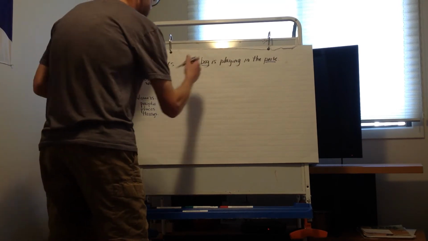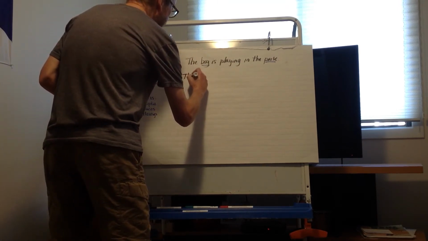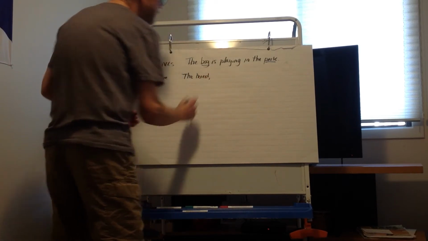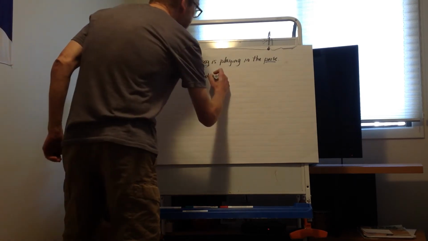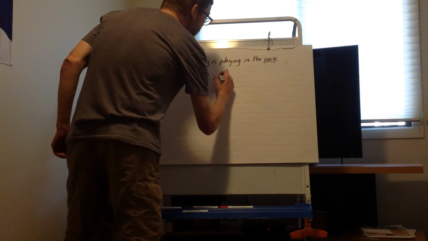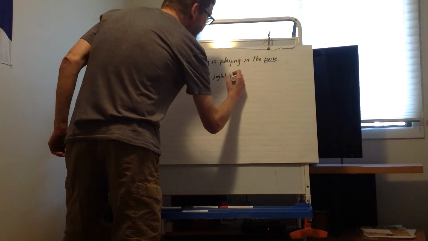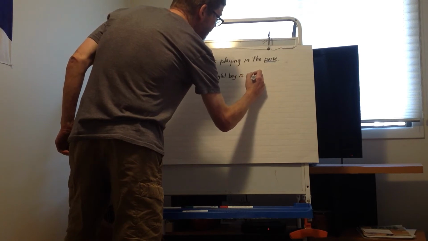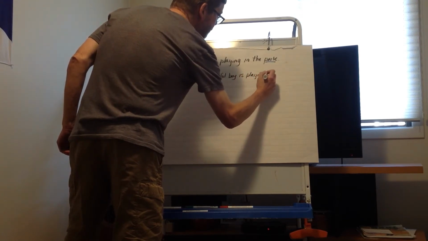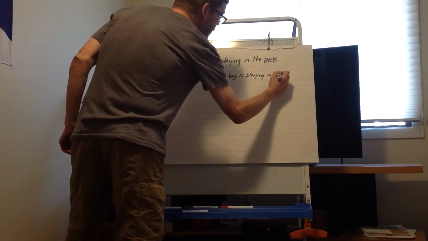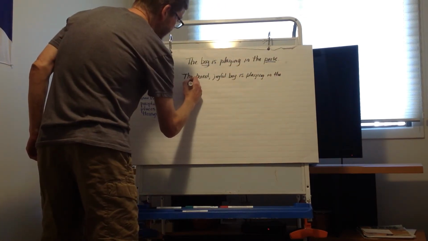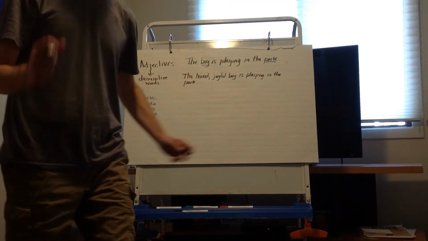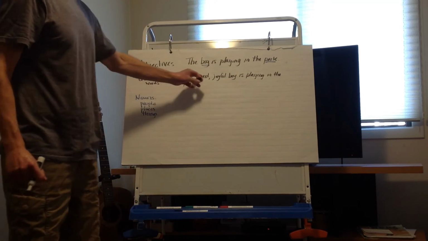So let's change this sentence. The honest, there's our first adjective. And remember, between the adjectives, we use this comma. Joyful, that means he's happy. Boy is playing in the park. Okay, we're stretching it out a little bit now. We're giving it some legs. We're getting jiggy with it by adding a couple of adjectives.